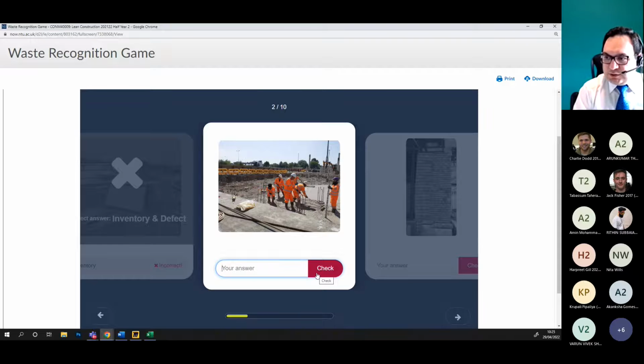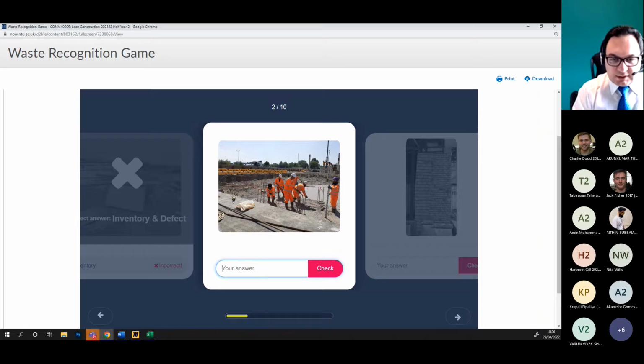So next photo. Here you can see a bunch of workers on site, and this guy here is the project manager of this project. So what type of waste can you see in the second one? Transportation, inventory, motion, waiting, overproduction, overprocessing, defects, and unused skills.